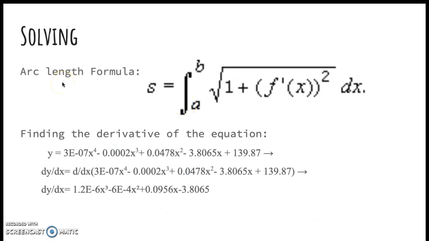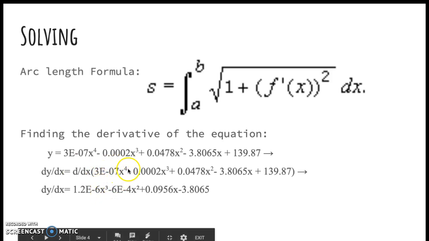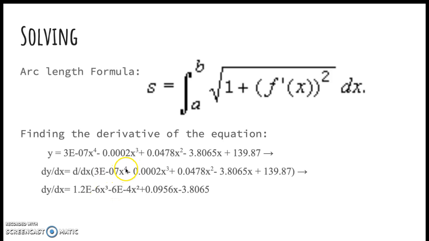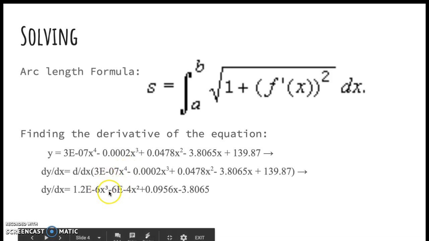I then proceeded with finding the derivative of the equation, and you can see my steps I took here. I used the power rule in this step, and I basically took the exponent of the x, multiplied it by the coefficient in front of the x, then subtracted 1 from this exponent, and for this case it would be 3, and I did that for the following terms.